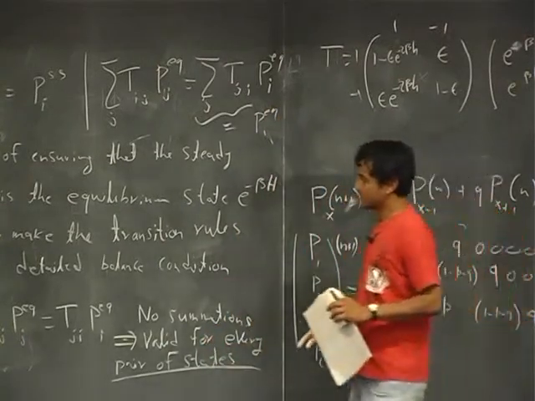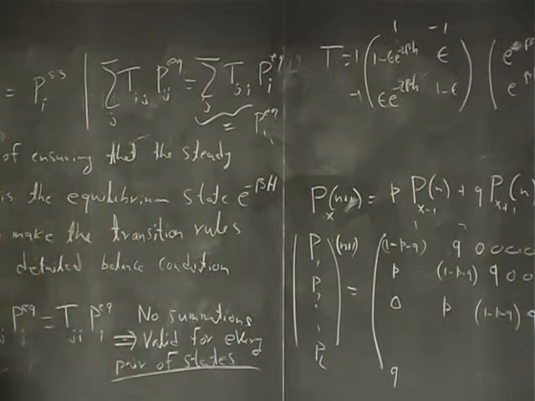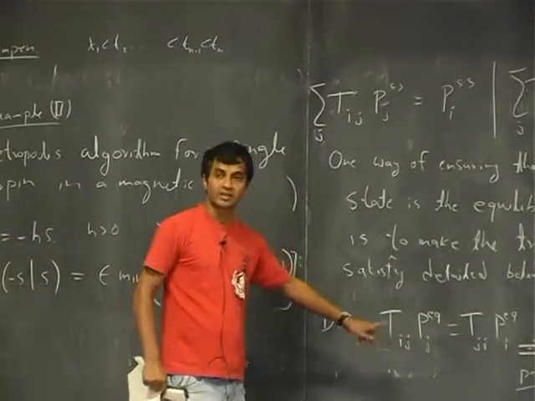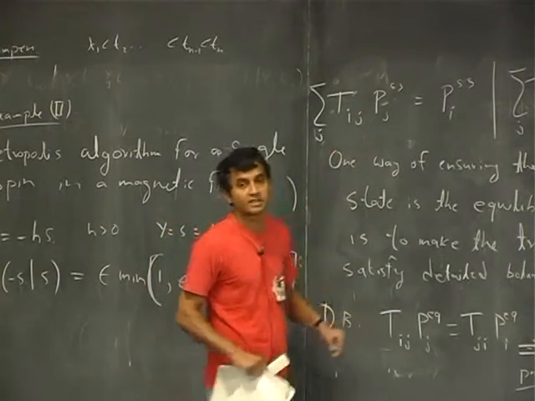Okay, so that's the idea. When we chose these rules, we made sure that this is satisfied. That's why the system automatically reaches thermal equilibrium.